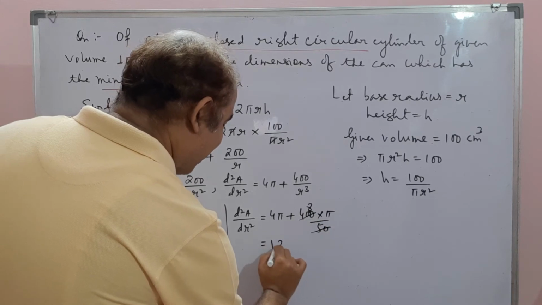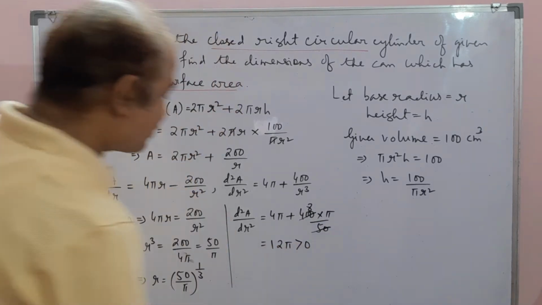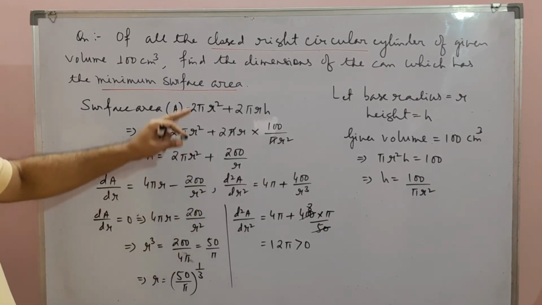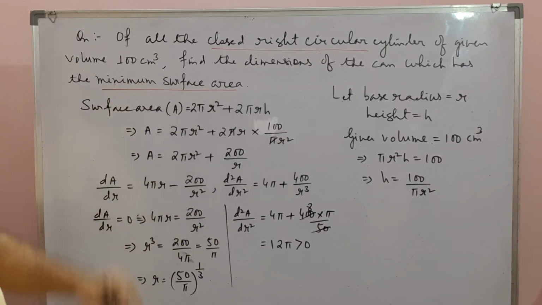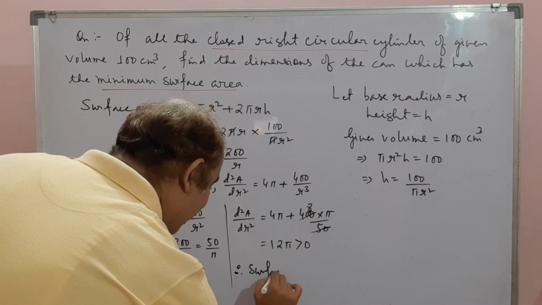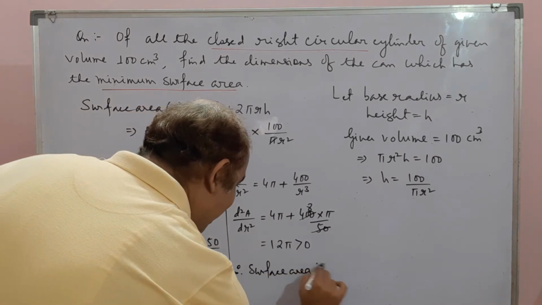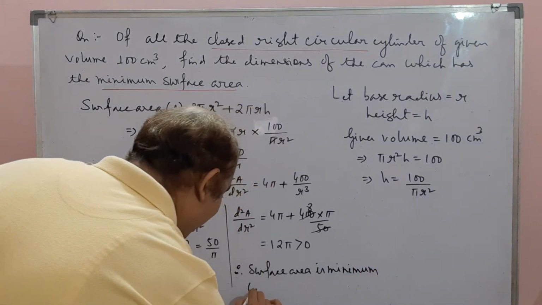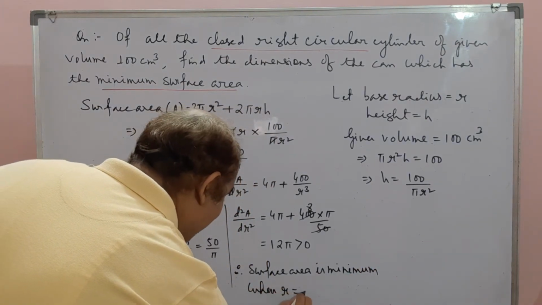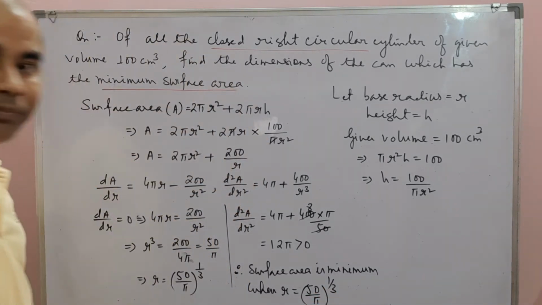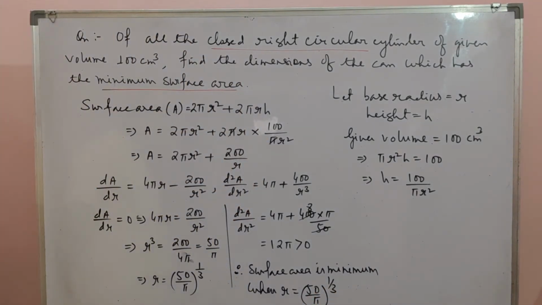So 12 pi, a positive constant. So the second order derivative is positive, means the function surface area is minimum. Okay, so therefore what you can say? Therefore surface area is minimum. When is it minimum? When r, that means radius, is 50 by pi to the power 1 by 3. This is the radius, 50 by pi to the power 1 by 3.